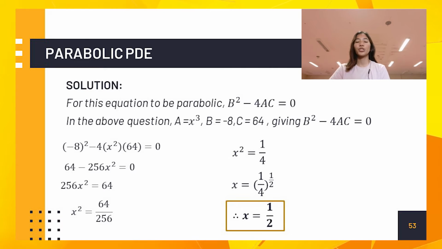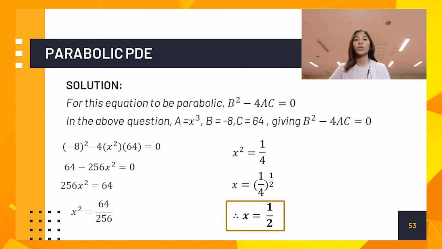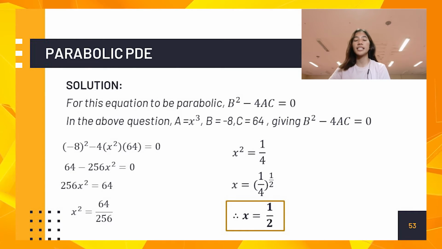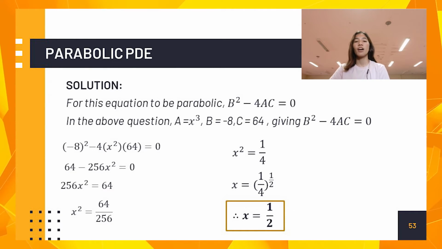To make this equation parabolic, we will be using the formula b squared minus 4ac equals 0, where a is equal to x cubed, b is equal to negative 8, and c is equal to 64. Substituting these values to the given formula, we acquired 64 over 256 as the value of x squared, thus x is equal to 1/2.